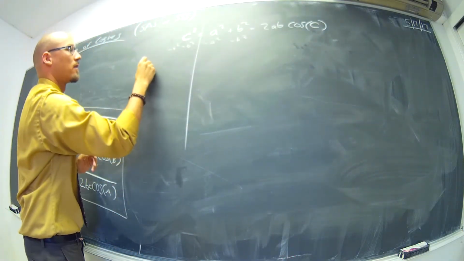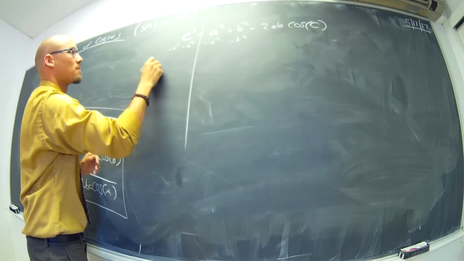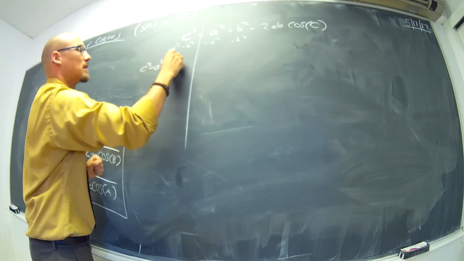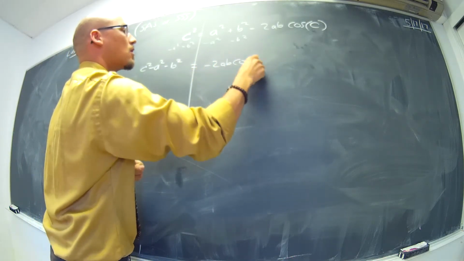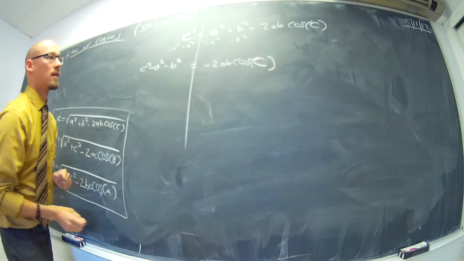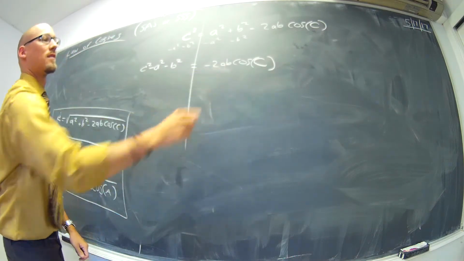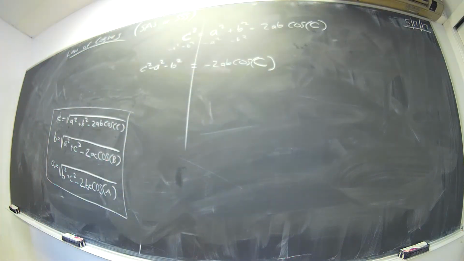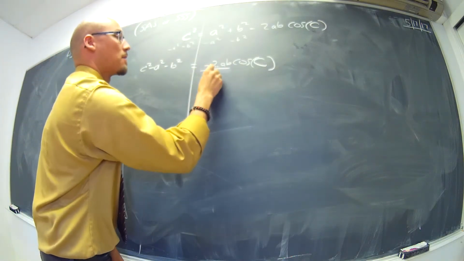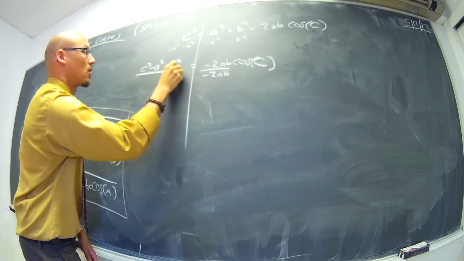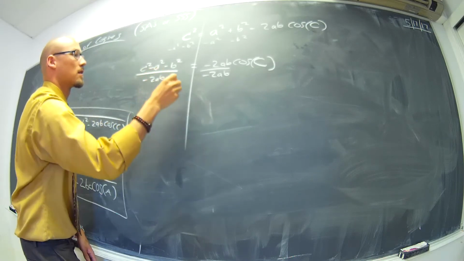So now we're going to have c squared minus a squared minus b squared equals negative 2ab cosine big C. I need to get rid of this stuff. What do you think? Divide by negative 2ab. So all that divided by negative 2ab.